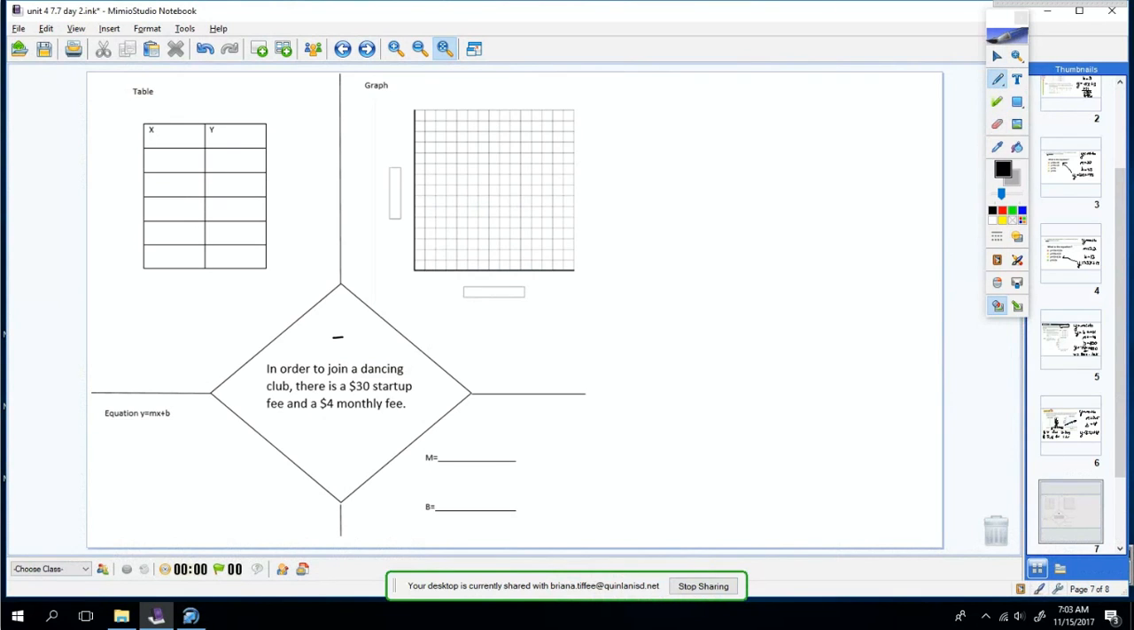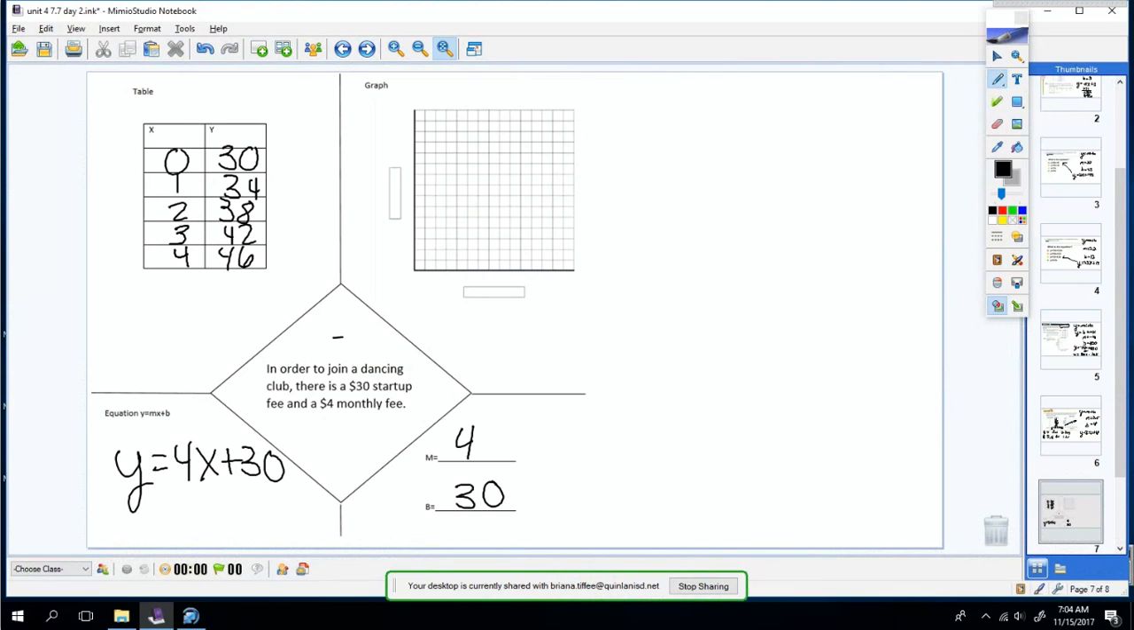So in order to join a dancing club, there's a $30 startup fee and a $4 monthly fee. So my starting point is my startup fee of $30, and my constant is $4 per month. So my equation is y is equal to 4x plus 30. I'm going to have my x's over here: 0, 1, 2, 3, 4. When x is 0, y is 30. When x is 1, it's 34, 38, 42, and 46, because from the starting point, it just increases by $4 every time.